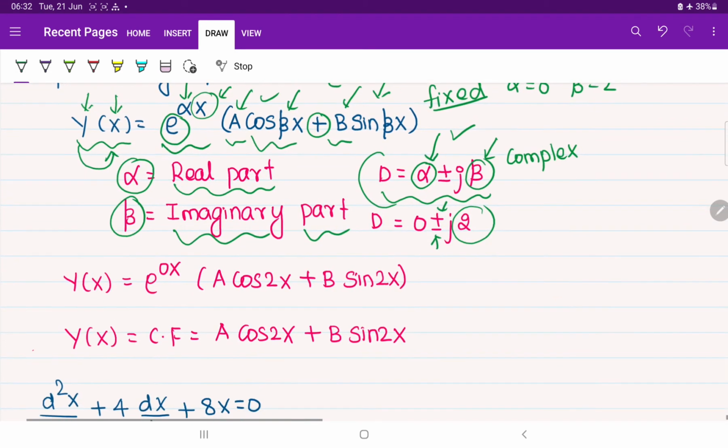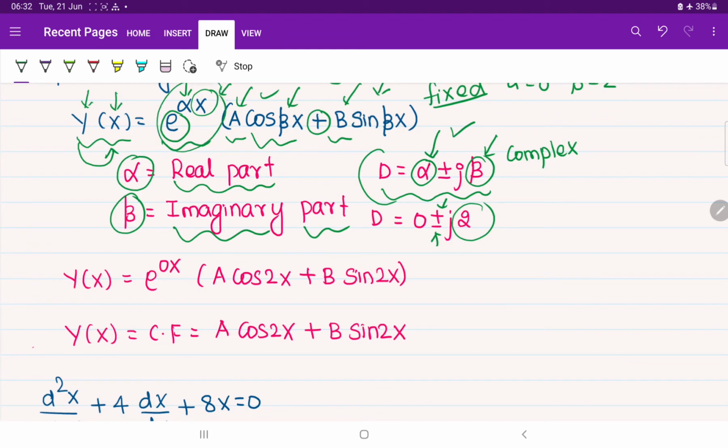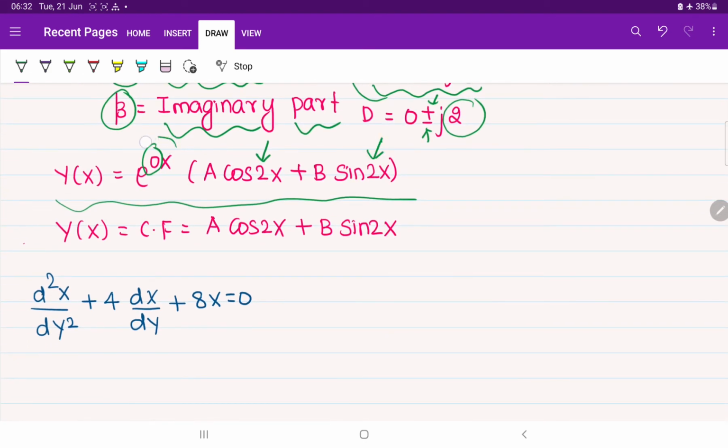Now, go to your expression. Here is our generalized expression. So, in place of alpha, observe this step, we have to replace it by 0. In place of beta, we have to keep 2. After that, we know e power 0x will become 1. So, we will have only a times cos 2x plus b times sin 2x. So, this exponential term will not appear when the real part is 0. This exponential term will appear only when the real part is not equal to 0. That is all. So, that is how we obtain the complementary function.